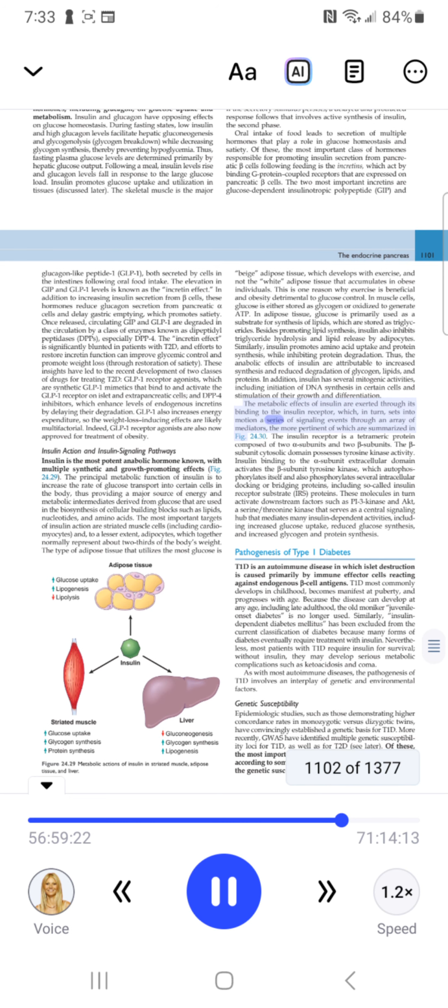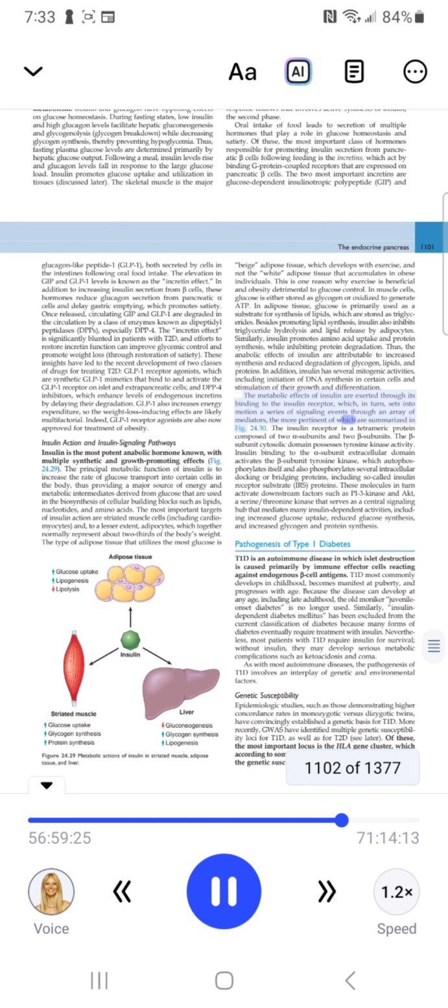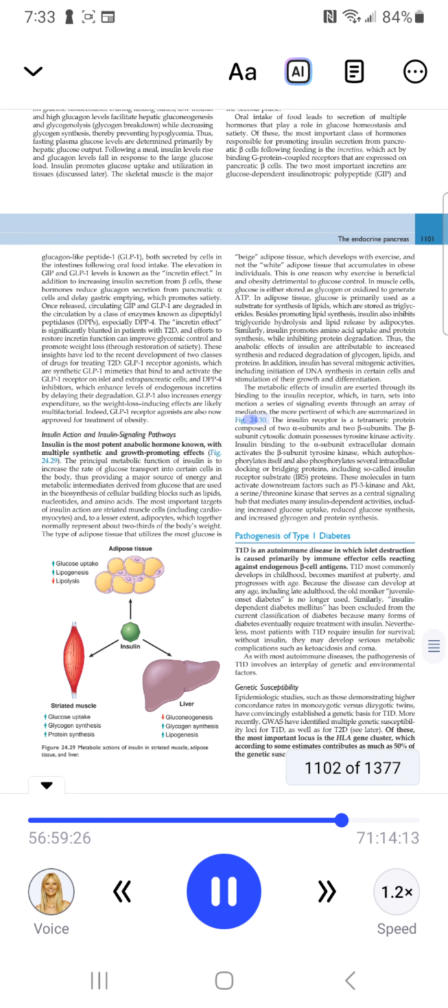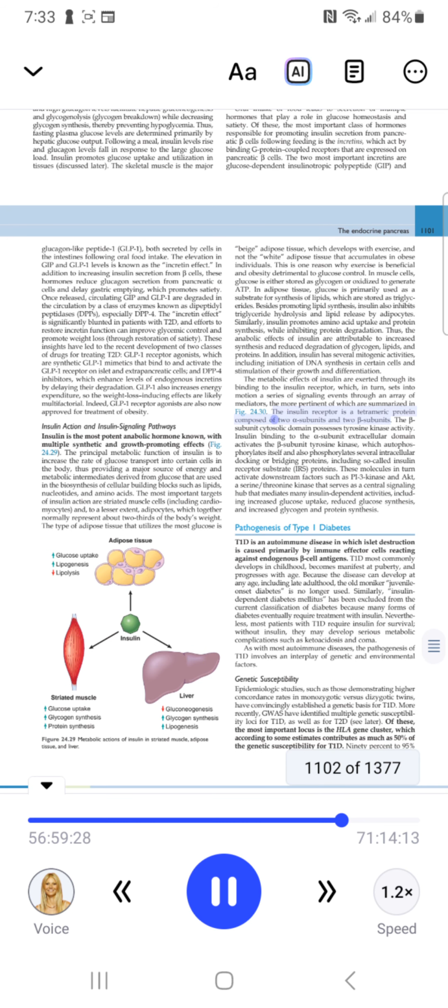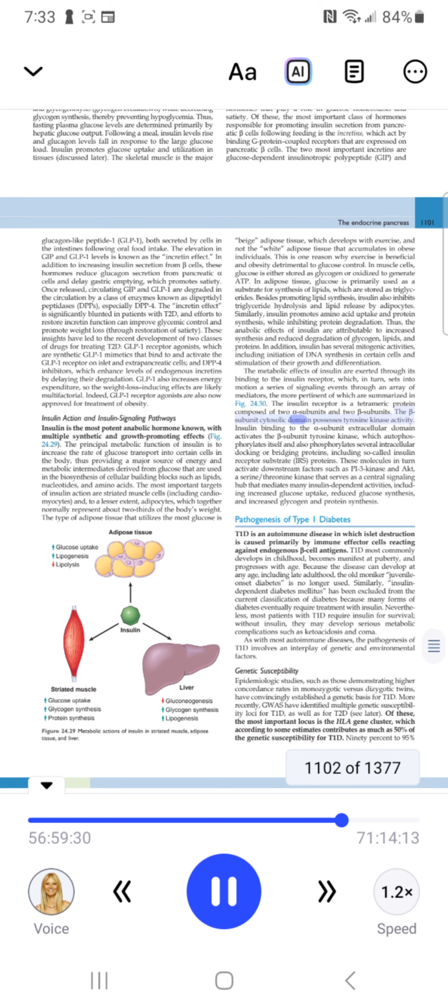The metabolic effects of insulin are exerted through its binding to the insulin receptor, which, in turn, sets into motion a series of signaling events through an array of mediators, the more pertinent of which are summarized in Fig. 24.30. The insulin receptor is a tetrameric protein composed of 2 alpha subunits and 2 beta subunits. The beta subunit cytosolic domain possesses tyrosine kinase activity.